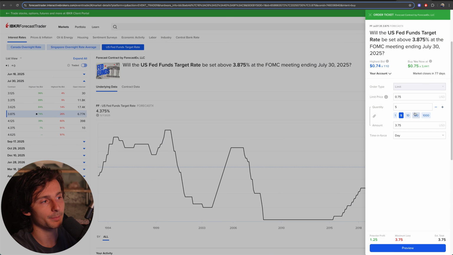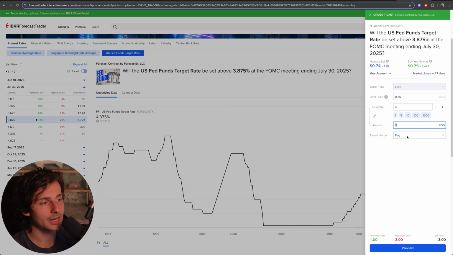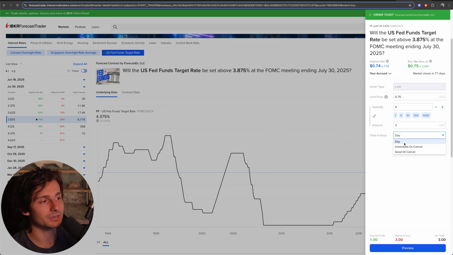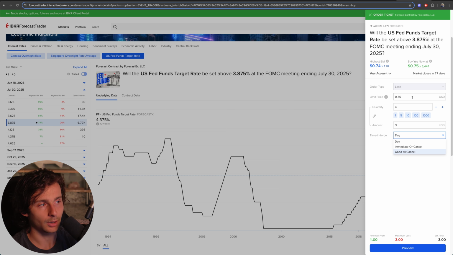I can actually bump that up to 5 contracts, or 4 contracts because I already have 1. Let's just round it out to 5 evenly. So 4 contracts at 75 cents a contract gives me $3 for this position. I can set my time in force to day, immediate or cancel, and good till canceled. It's just like in the stock market, where you can set limit orders and then set the time in force if you want to let something just sit for a while. And if it comes down to your price, you get filled. Cool. It's the same exact thing. If the probability drops, you'll get filled if you set your limit price lower than where we're currently at.